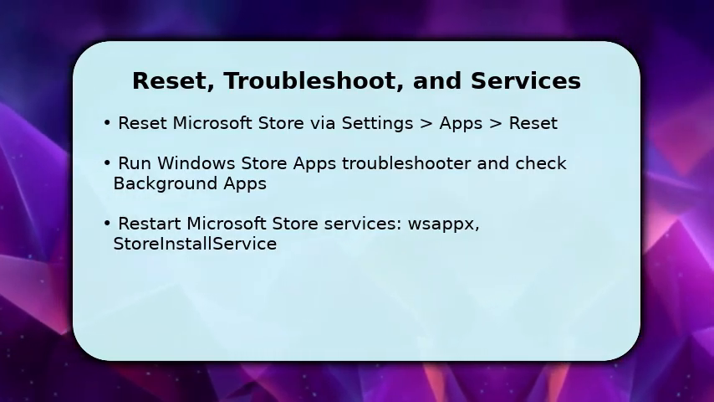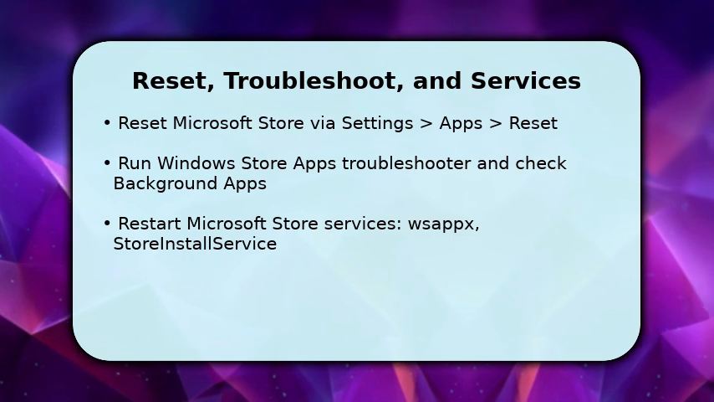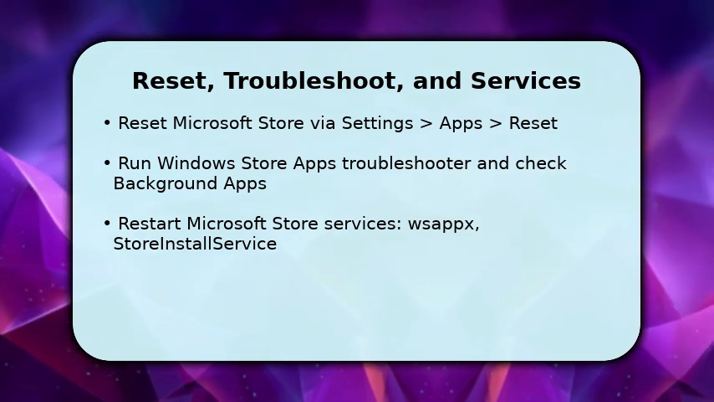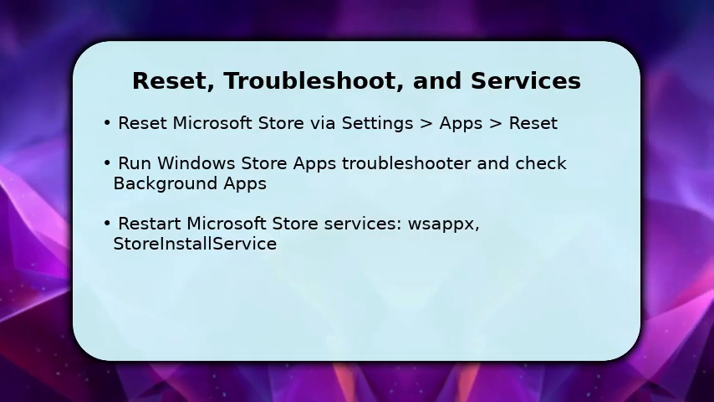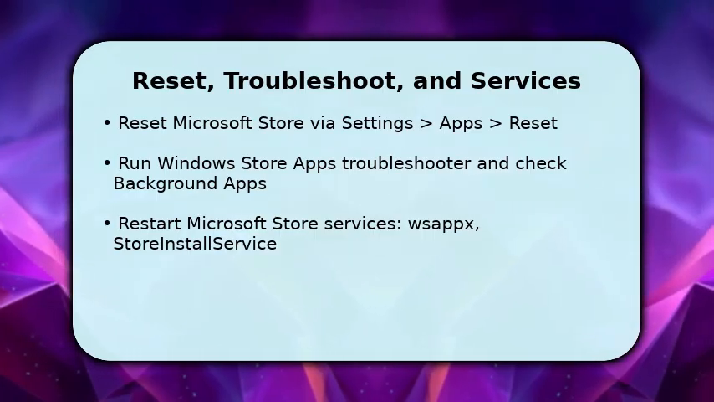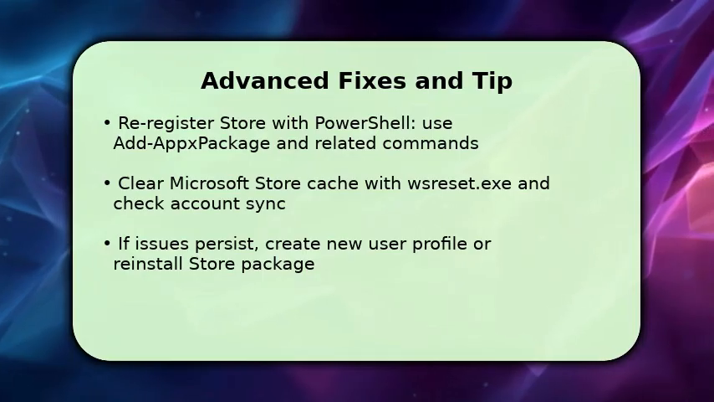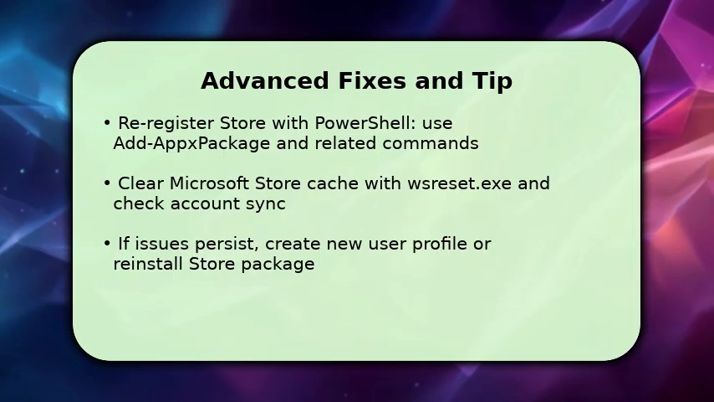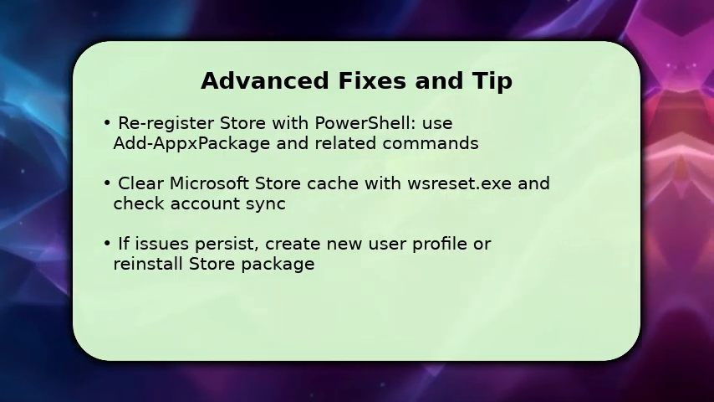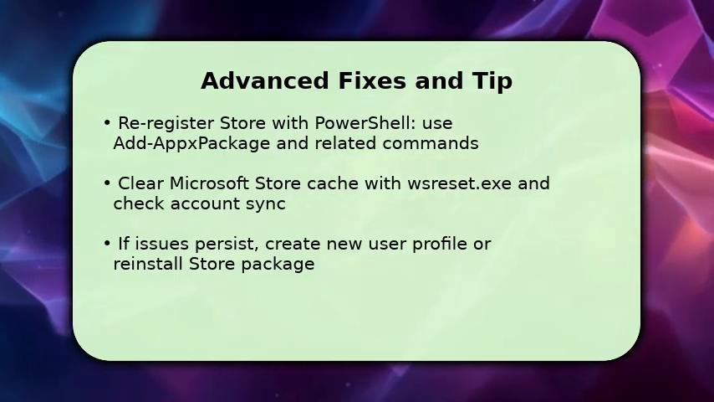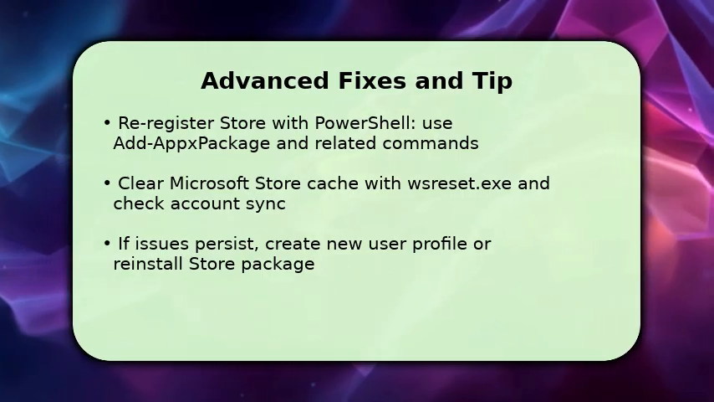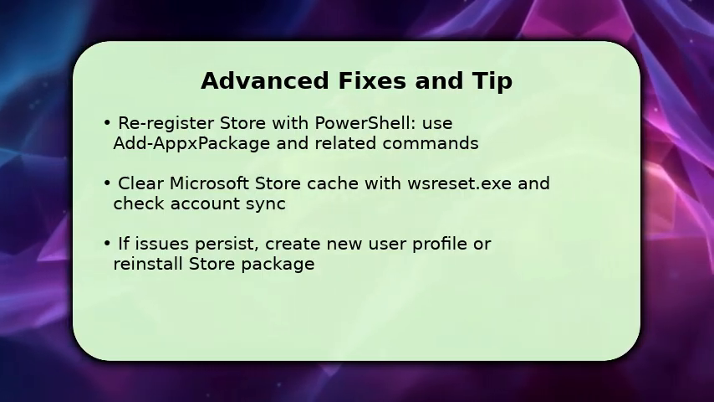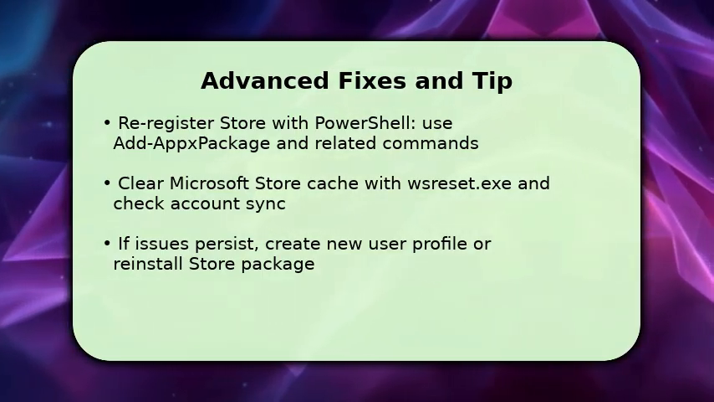For remaining problems, re-register the store using an elevated PowerShell command to remove and reinstall app packages. This fixes broken app manifests. Run WSReset.exe to clear deeper store caches, sign out and back into your account to refresh licenses, and ensure Windows Update components are healthy. If updates still fail, create a new Windows user profile or reinstall the Microsoft Store package. Troubleshooting.